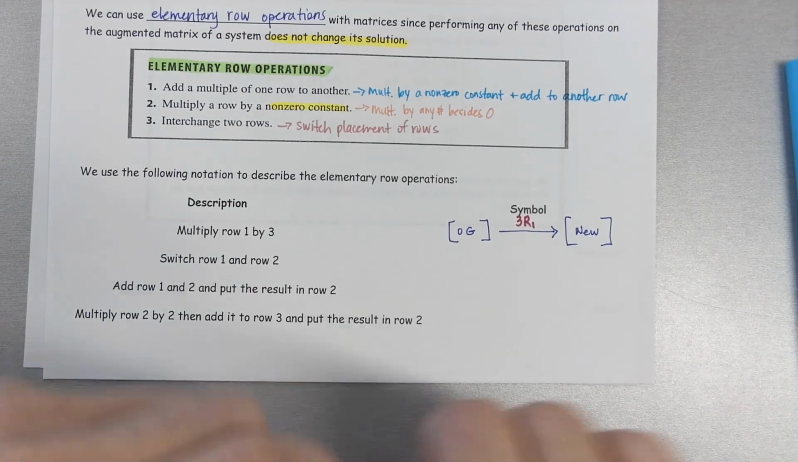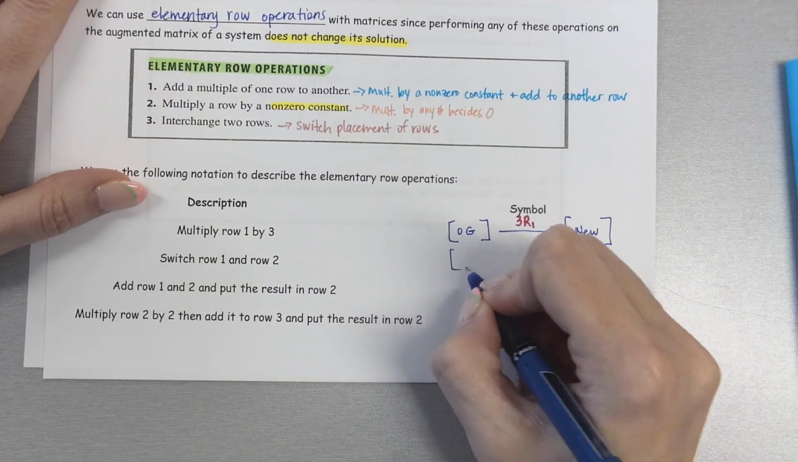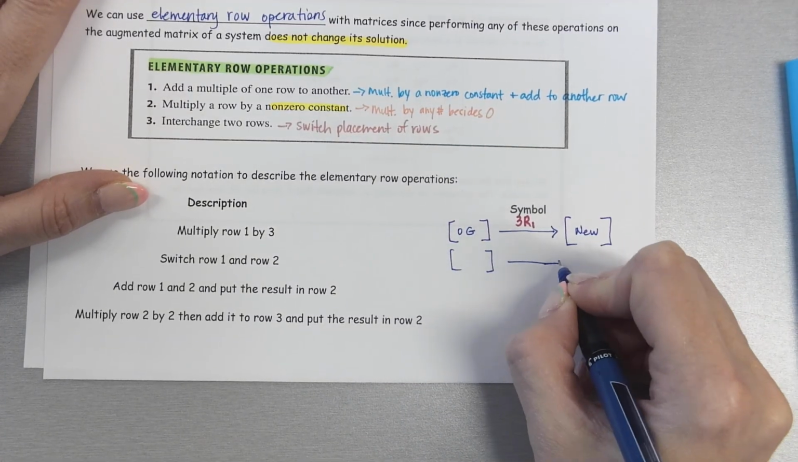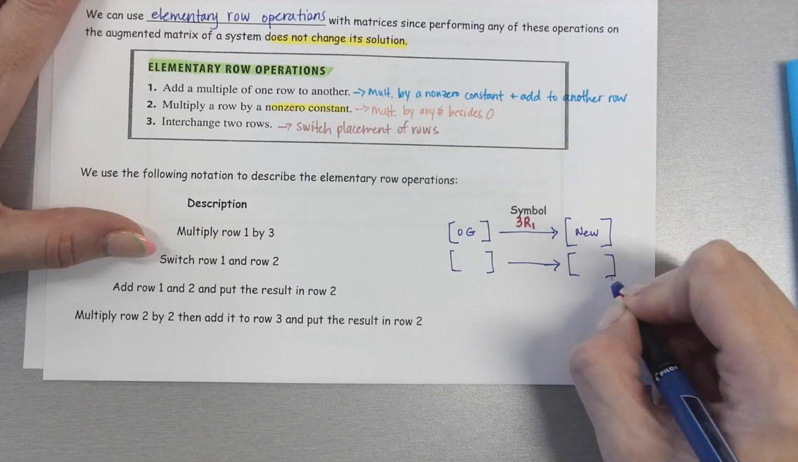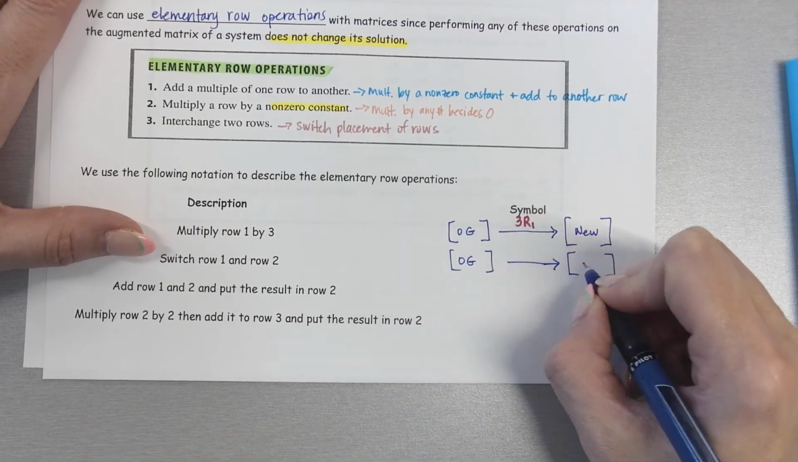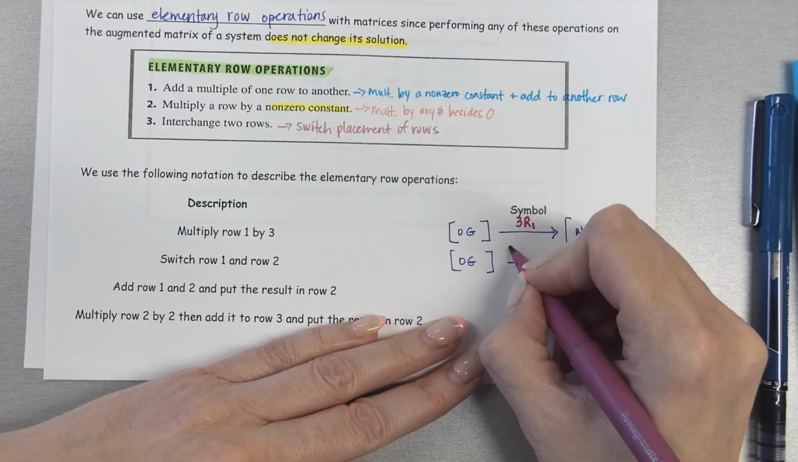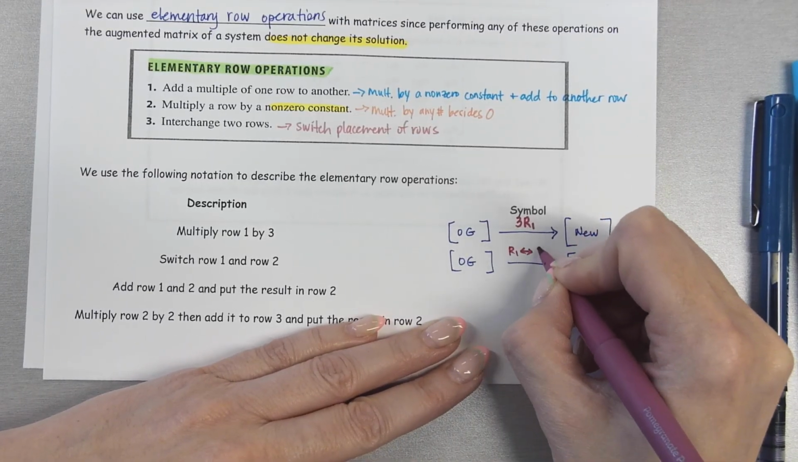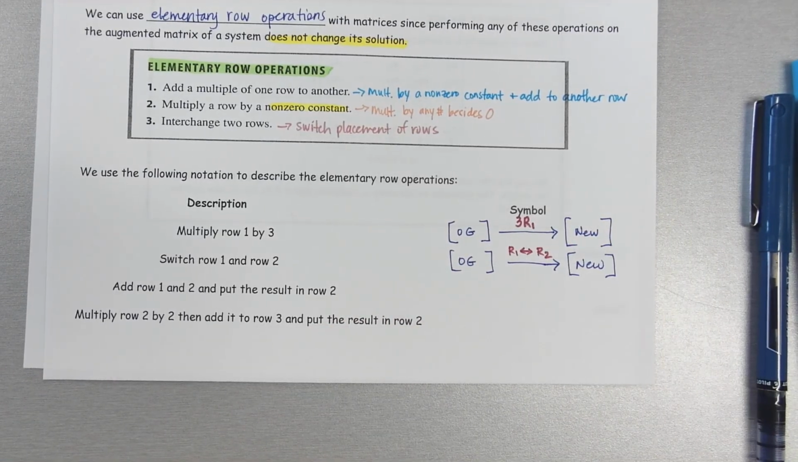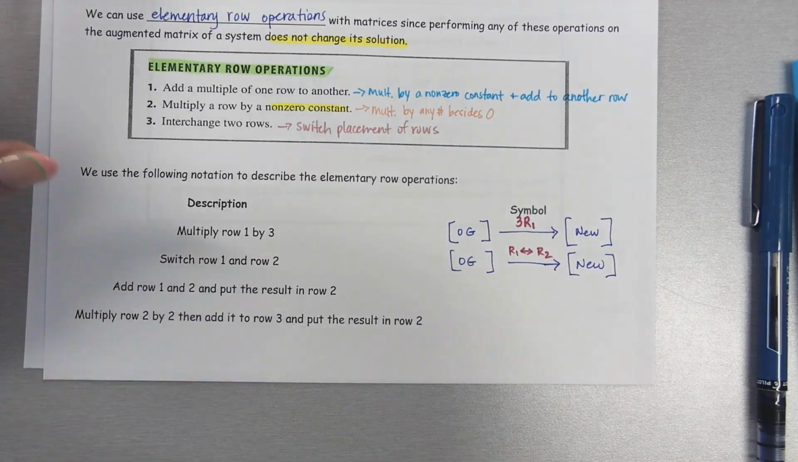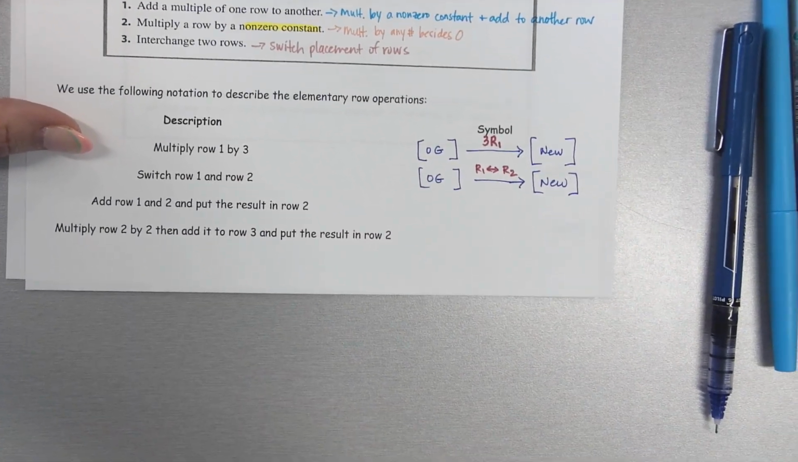All right, and then if you want to switch 2 rows, so you're always doing one matrix to another. And if you want to switch the 2 rows, okay, you do a double arrow. So you're going to switch row 1 and row 2.